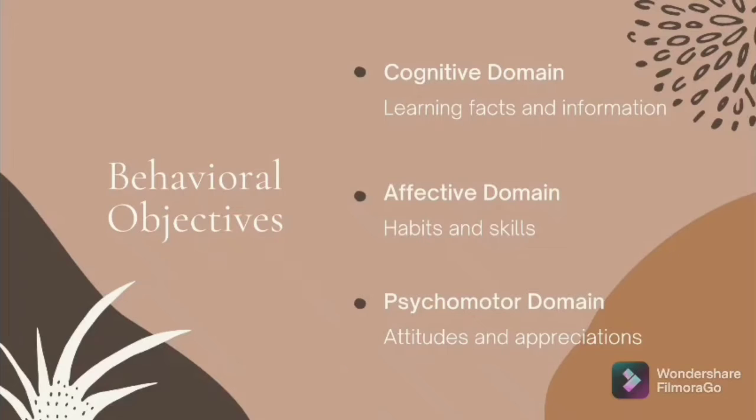And next is the psychomotor domain. It is the attitudes and appreciations. It is complexity with attention to the sequence involved in the performance of a motor act. It includes physical movement, coordination, and use of the motor skill areas.